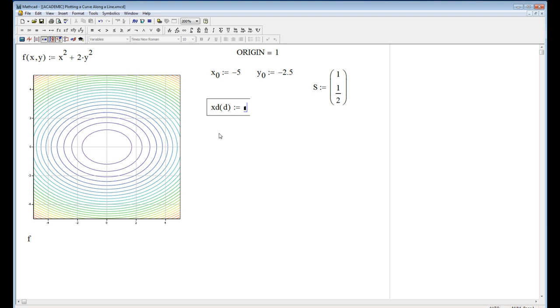I'm going to define x as a function of d as our starting point plus d, the distance, times the first element of our search direction. So s, 1. Now, the subscript here and the subscript here are different. On the x, that dot is just a text subscript. That just means 0 is just part of the variable name. This 0 doesn't have any mathematical meaning.